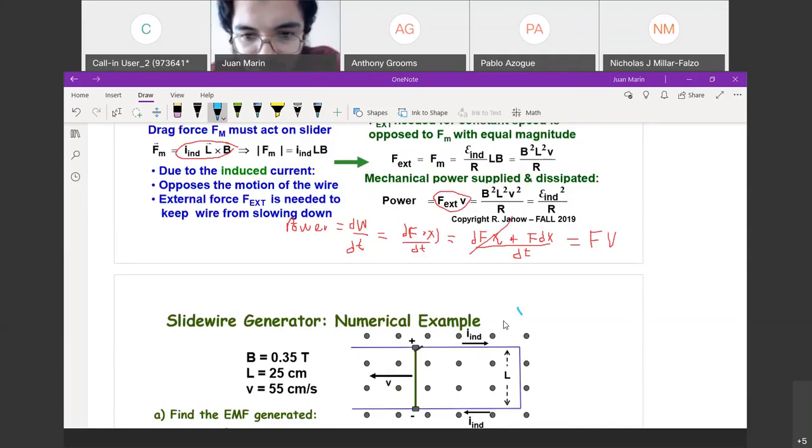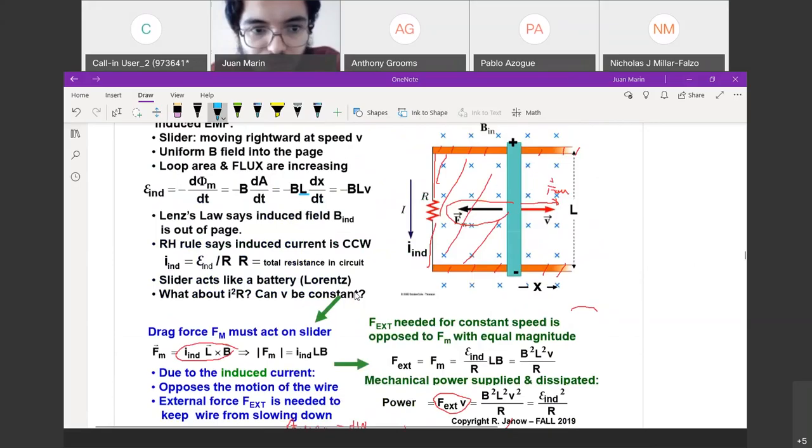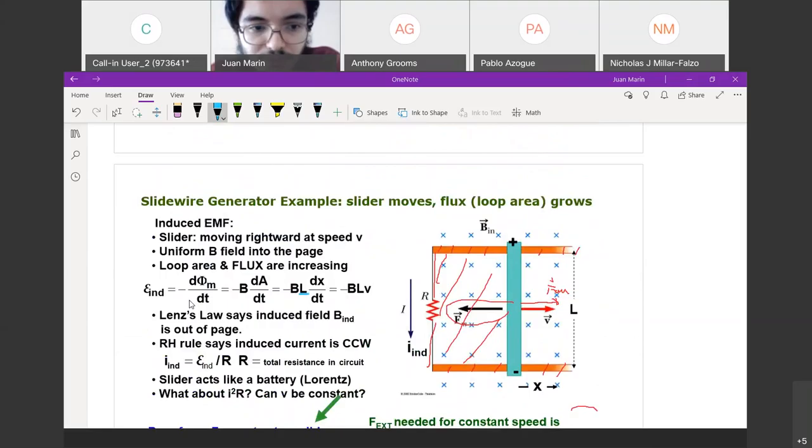Could you explain how EMF is negative BLv again? Yeah, remember that from Faraday's law, the voltage that is induced in the circuit by a change in flux. Flux is phi. If phi depends on the area, because flux is going to be the magnetic field multiplied by the area, and also multiplied by the cosine of theta, the angle between them.